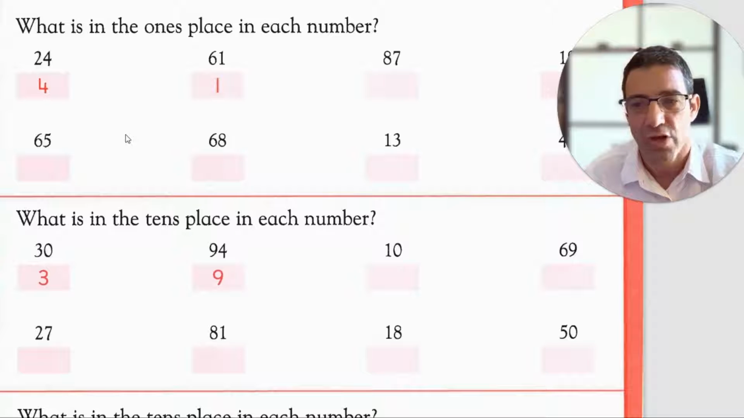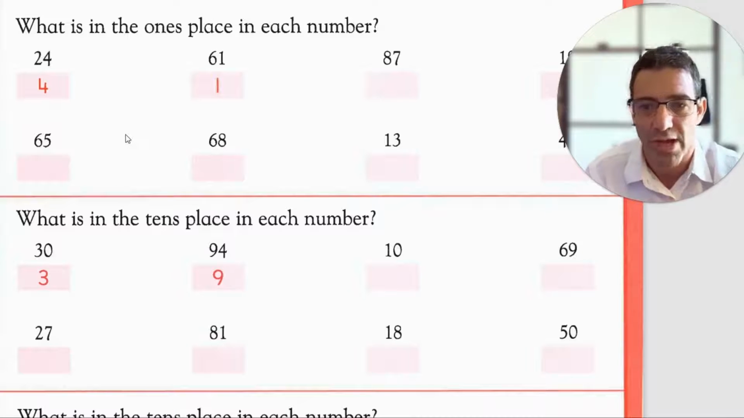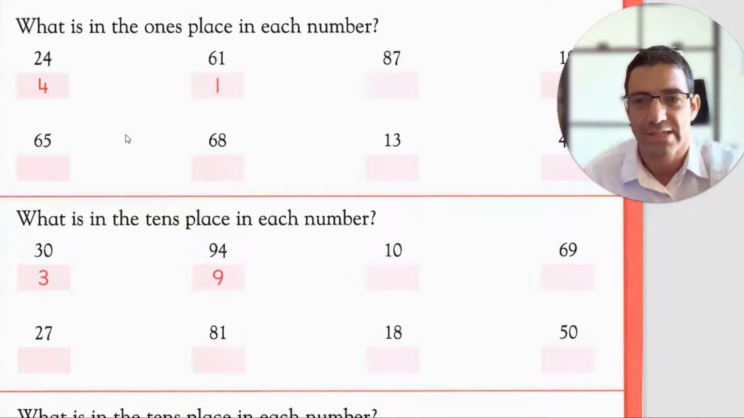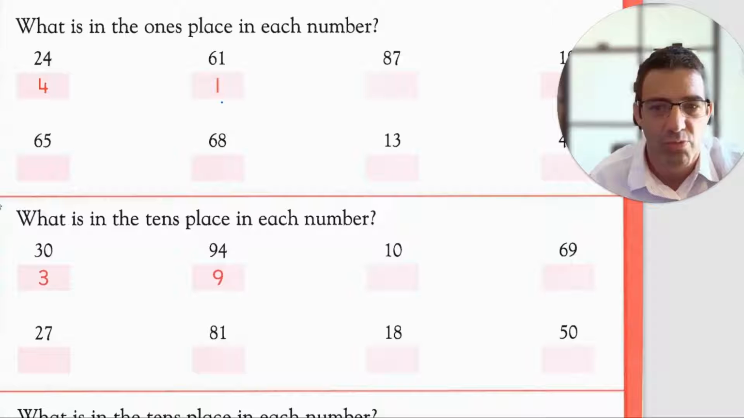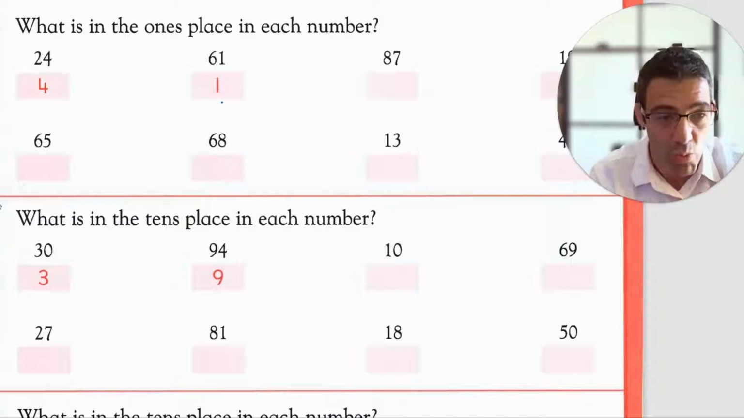So since you're trying to figure out which number is in the ones place, you're going to look at the number which is on the right, which is the number in the ones. So 24, 4 is in the ones, so we write 4. 61, 1 is in the ones, so we write 1. Now you have to do the next one here, which is 87. So remember, 80 is in the tens, 7 is in the ones.